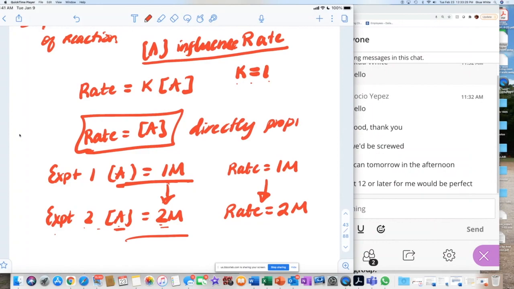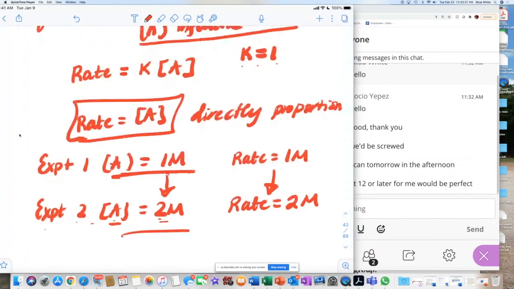So if you're trying to solve the same thing looking at the product, let me just wrap that up real quick. The chemical directly influences the average rate.